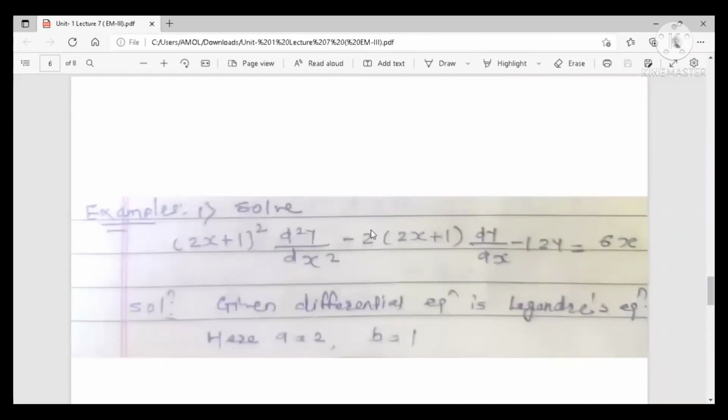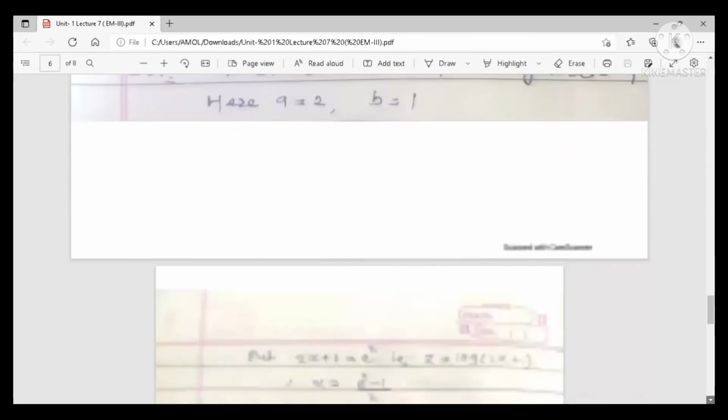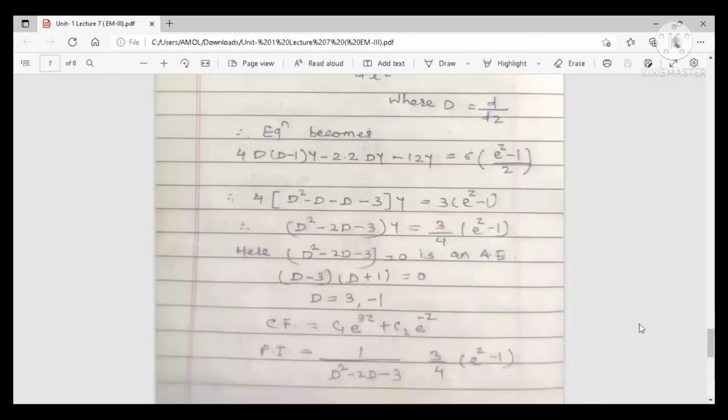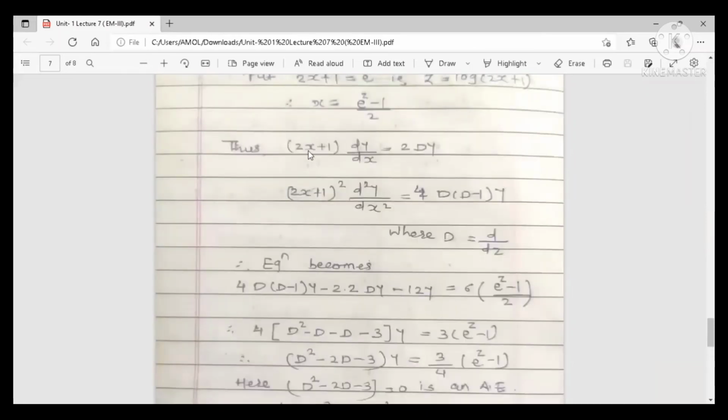Minus, the middle term is minus 2 as it is, and the replacement of 2x plus 1 into dy by dx is 2 Dy. See, 2x plus 1 into dy by dx, its replacement is 2 into Dy. So replace it by 2 into Dy. Minus 2 is already there in the example. Minus, the third term is minus 12y as it is, equal to 6x.